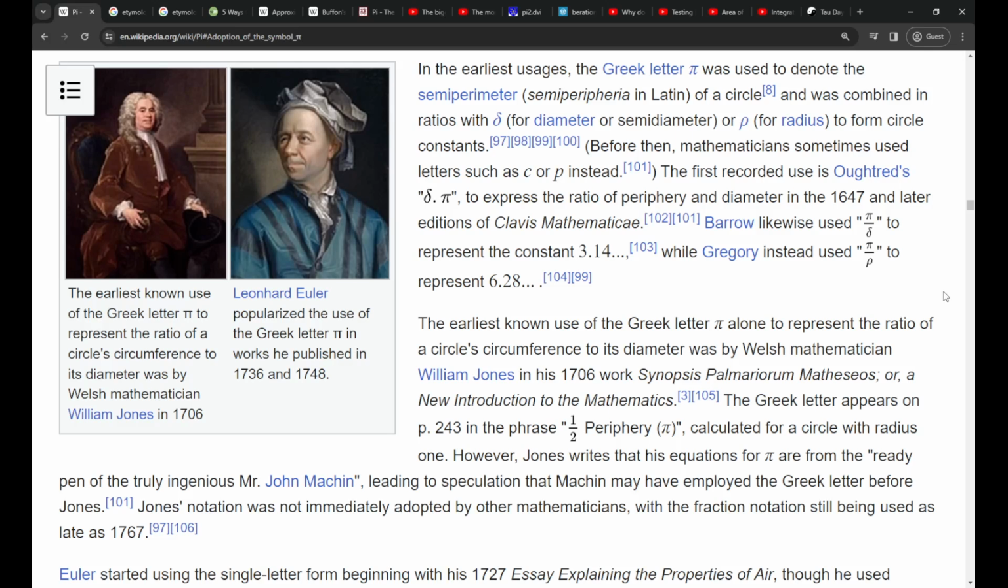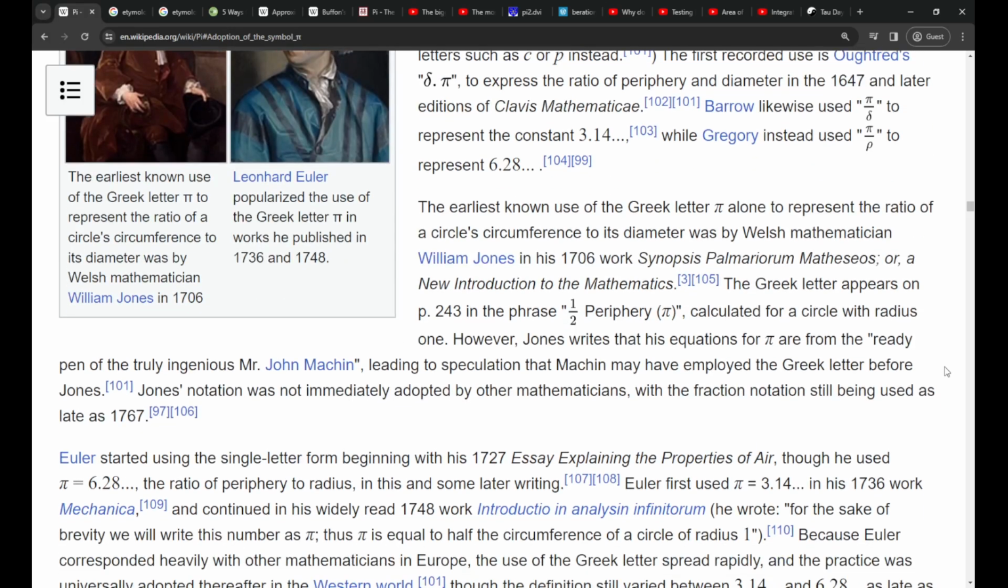Matheseos, or a new introduction to the mathematics. Oh, synopsis means introduction? Wait, or maybe, well, maybe that's not a translation from one language to another. Maybe he just gave it an alternate title.